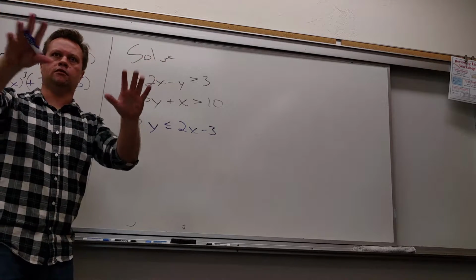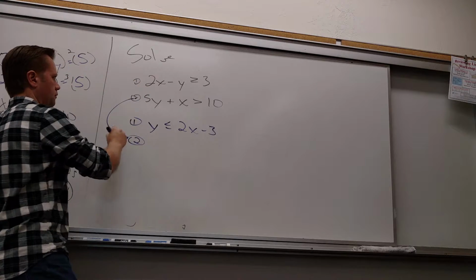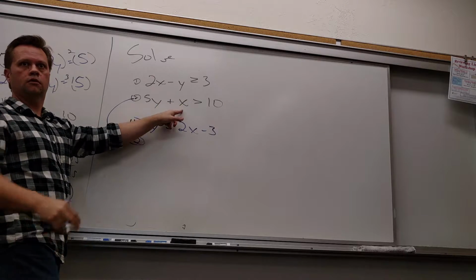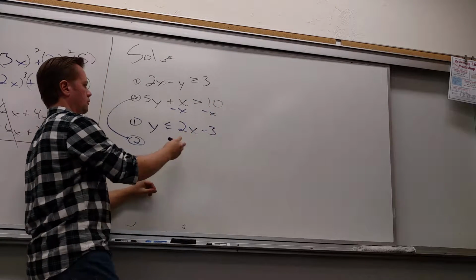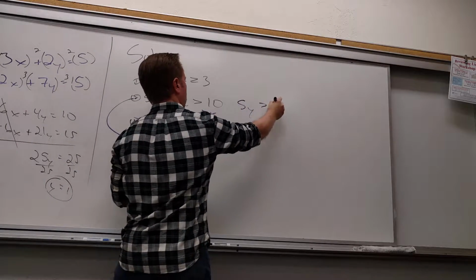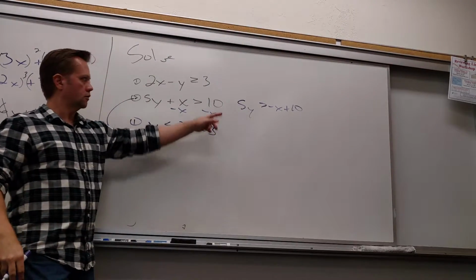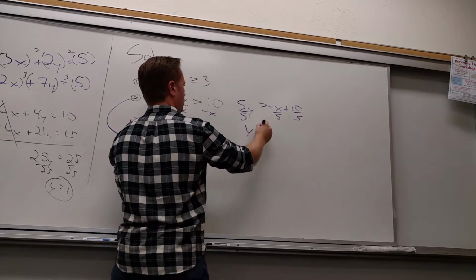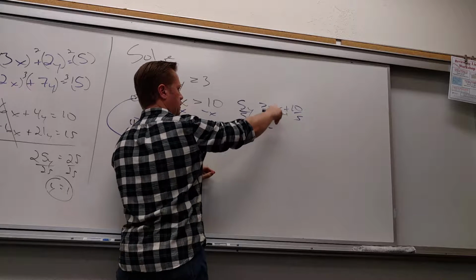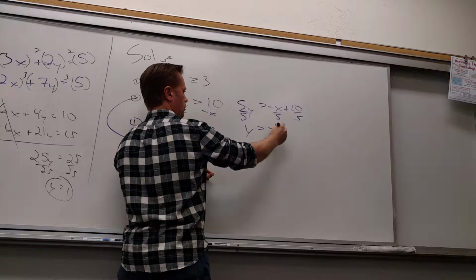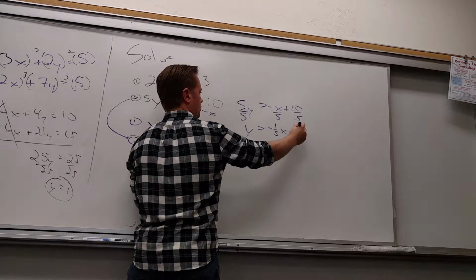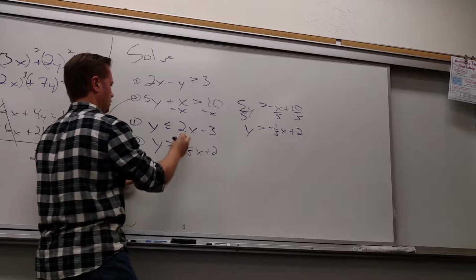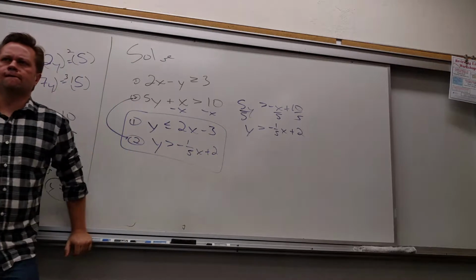Alright, so how do I solve the second one for y? Subtract x. So I get 5y. Then you divide by 5. So you get y greater than negative x, 1/5, plus 2. Good, so that's the second one. Alright, so that's my system now.